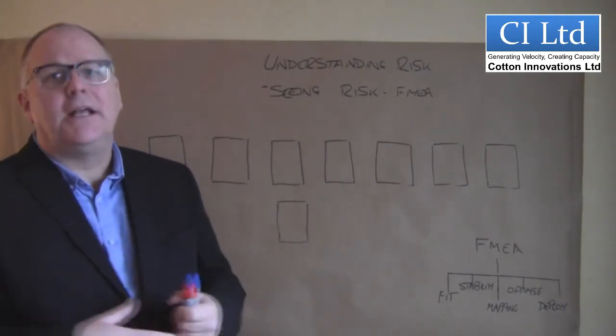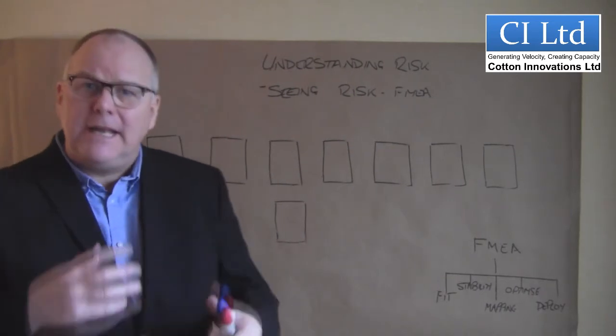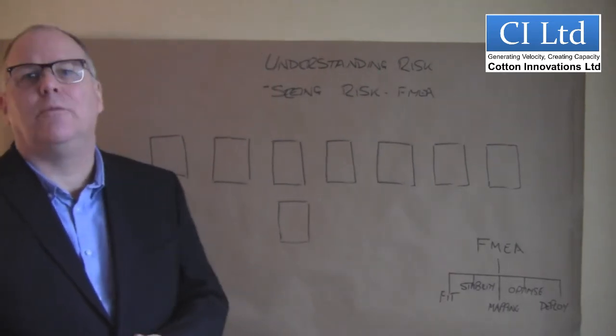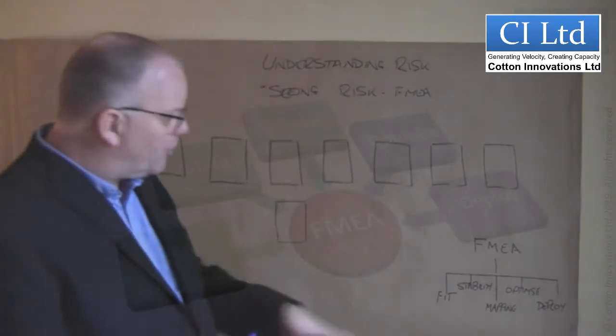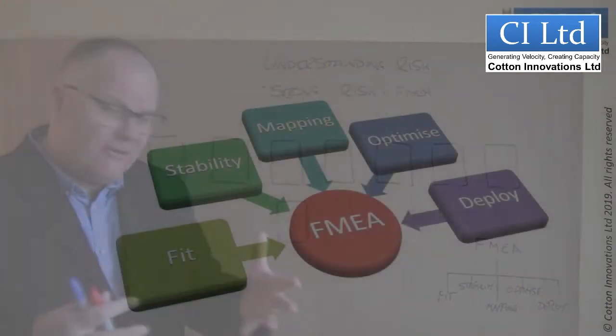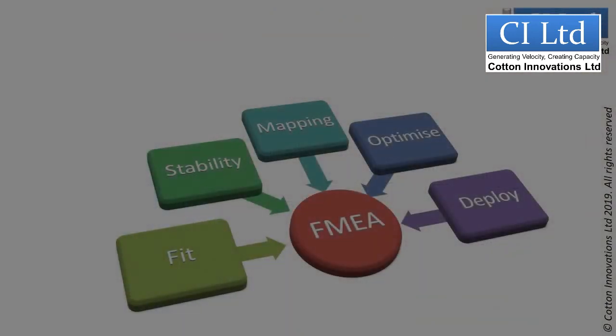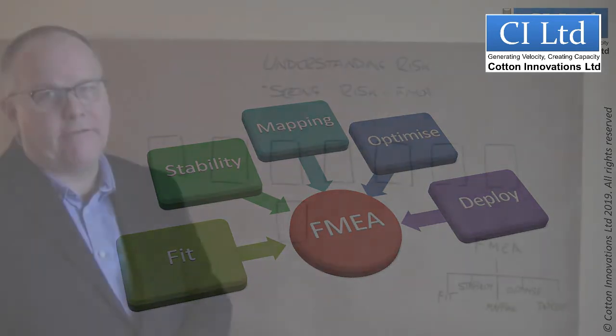And we're going to look at a series of tools that FMEA needs to work with to help us in our process improvement. So for example, we're going to talk about how data fits, we're going to talk about stability, we're going to talk about mapping, optimization and deployment. All of those are important when we're considering FMEA.